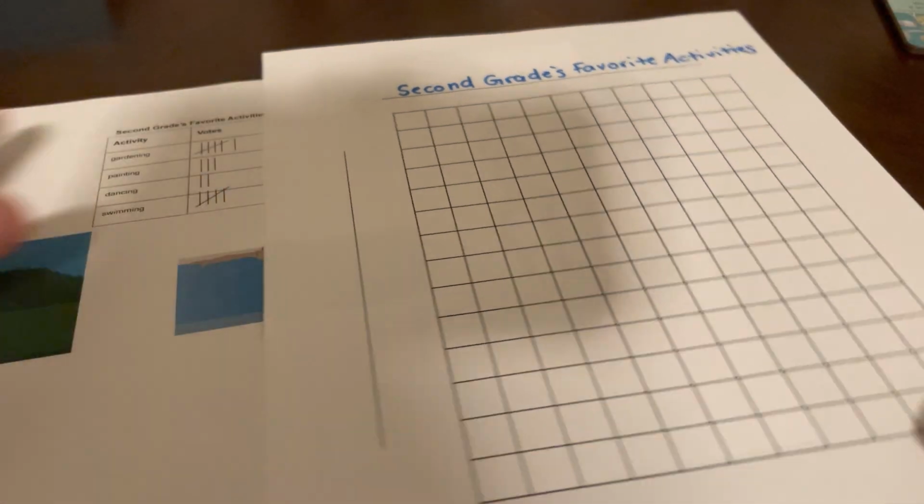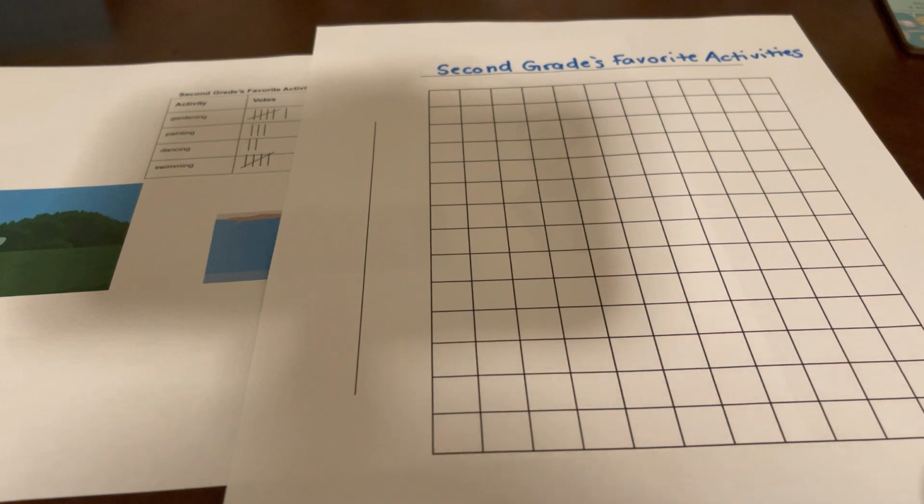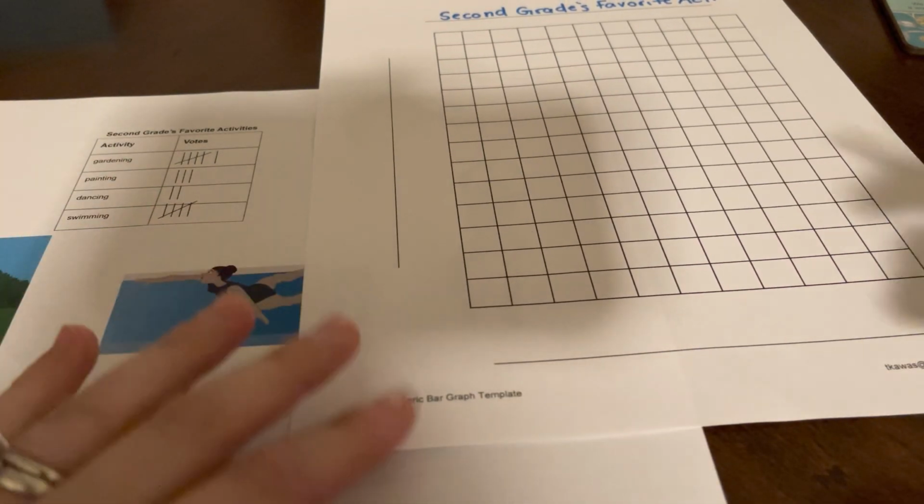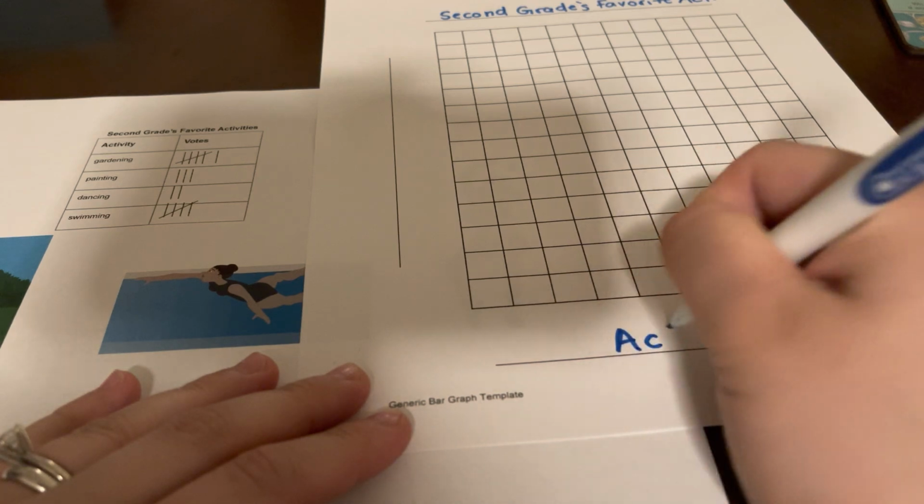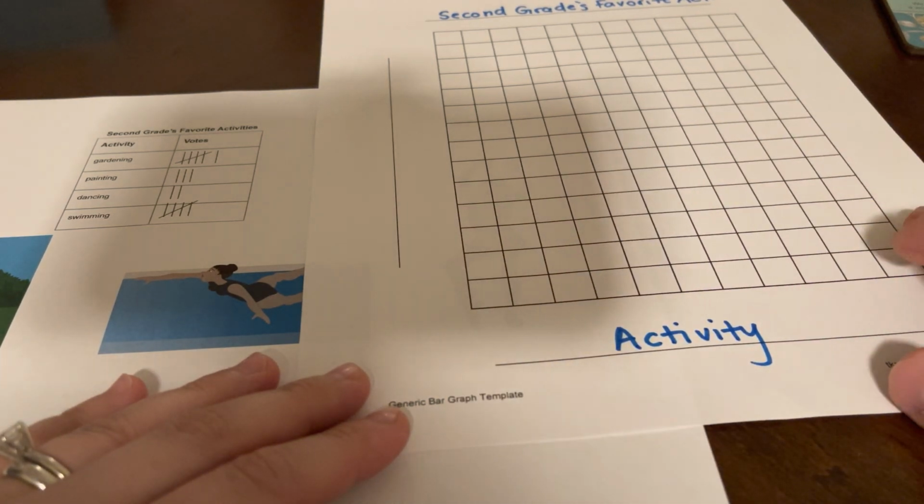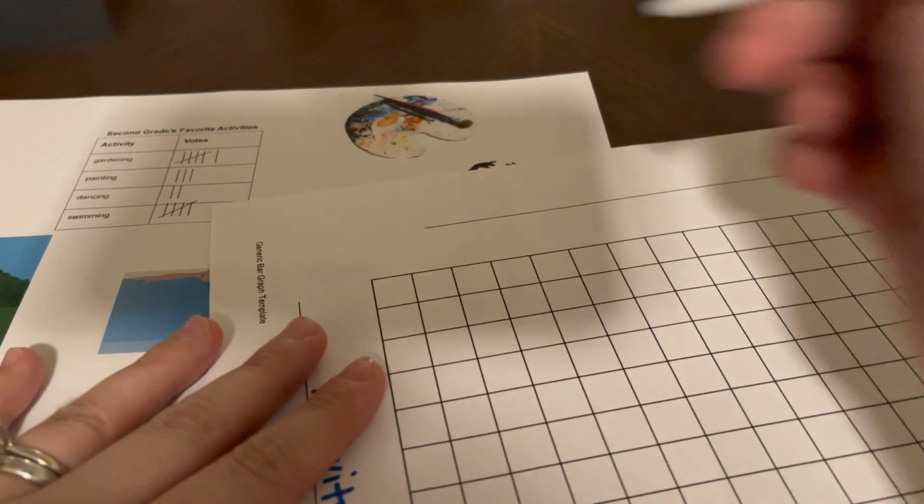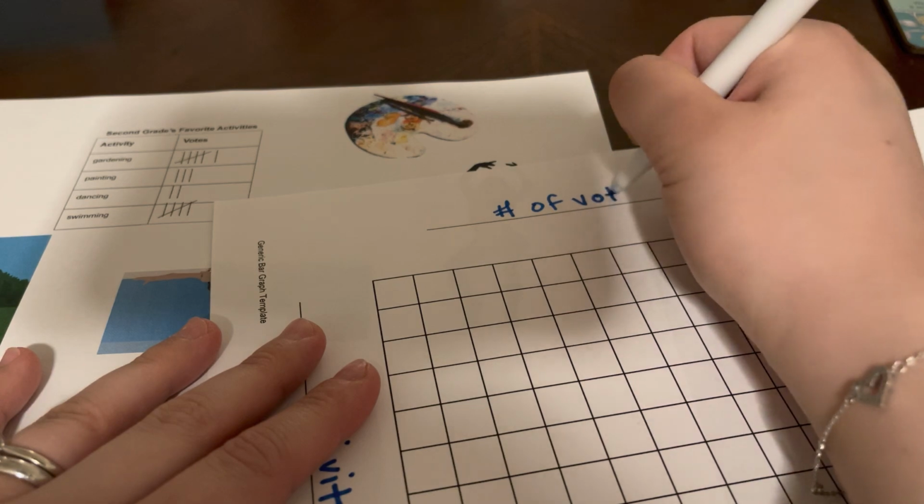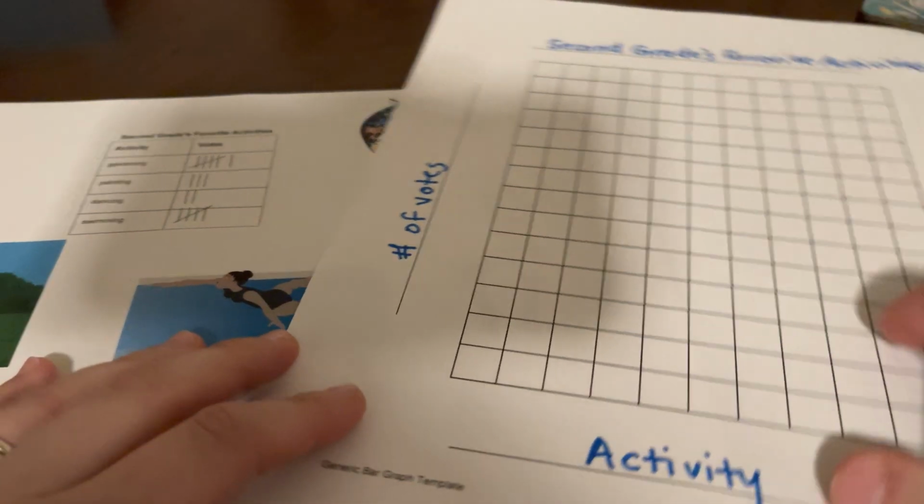Okay. Then once my title is written in, I'm going to write my labels. So my labels would be activity, which would go in the bottom because my categories are going to go across this way, and number of votes. This is my other label.